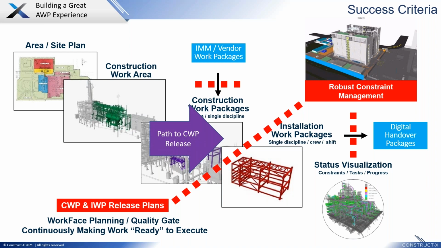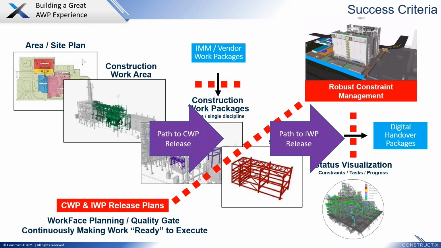Now, what we describe on the left side of that first area, the path to CWP release, is how do we make sure that everything is in the right order, all the information that we need, all the materials, everything that is going to drive success of the installation work package, is done. So there's a path to that release, right? And that's when the CWP Readiness and Release Program is happening.